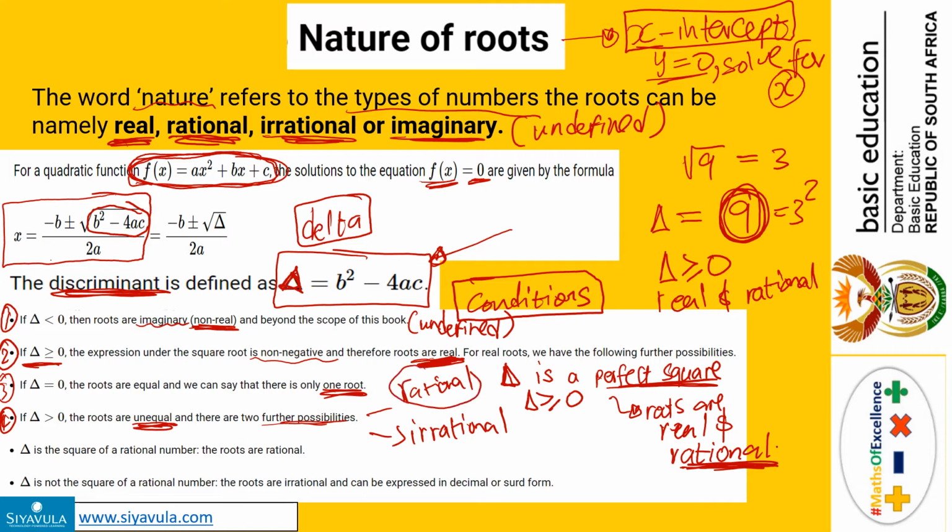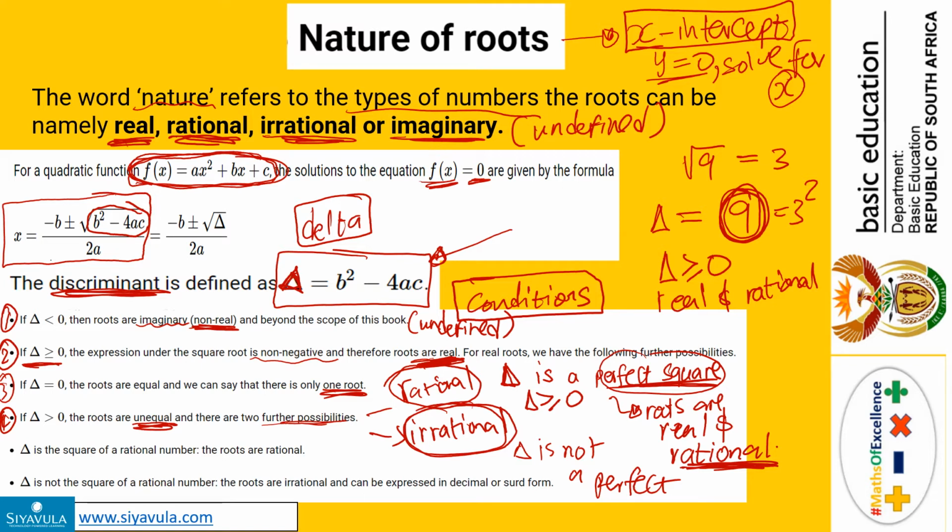They are rational when your delta is a perfect square. They are irrational when your delta is not a perfect square, but is greater than 0.